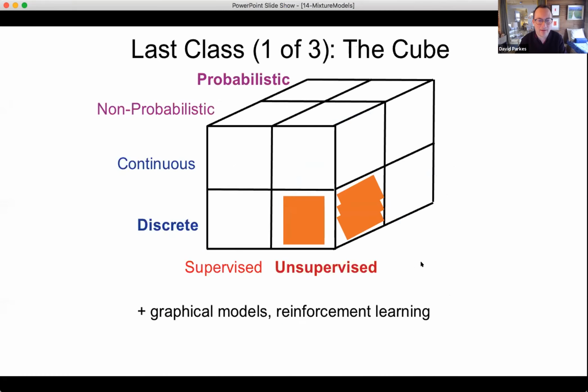And I think I finally figured out how to illustrate the cube. I'm not very good with three-dimensional objects. We were here last week. We were doing non-probabilistic, discrete, unsupervised. And you could argue whether I should be labeling this as discrete or continuous, but I'm kind of emphasizing the discrete classes. So we were down here. The features, the X's, may be continuous.